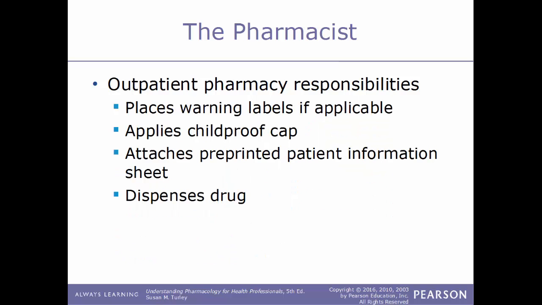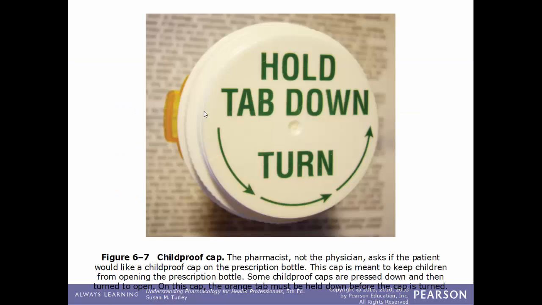Some other responsibilities of outpatient pharmacies, they will place warning labels if applicable. They will use child-proof caps on bottles if necessary. They will attach pre-printed patient information sheet, and also they will dispense the drug. In this image we have an example of a child-proof cap. These require a little bit more strength than a child would have to open, where you have to push the cap down as you turn it.